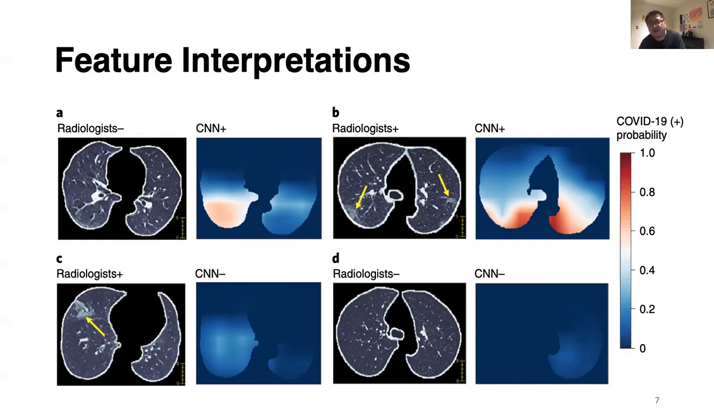For section D, a 59-year-old female with cough and exposure history, the segmented CT image shows no evidence of pneumonia, and the CNN model also labeled the CT as negative.